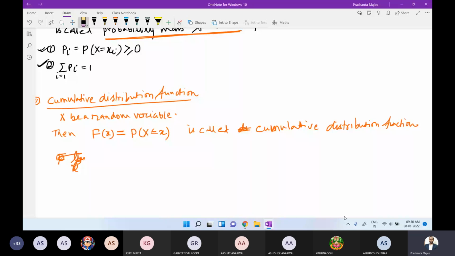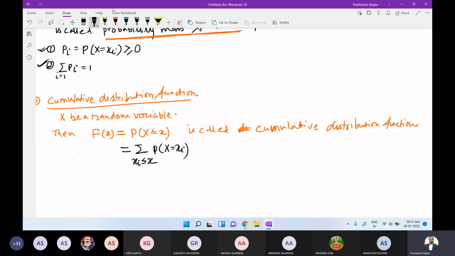So in case of discrete random variable, this will be summation over xi less than or equal to x, probability at x equals xi. So this is F of x in case of discrete random variable. आपको बहुत सारे possible output find करने होंगे जो x से छोटा हो, and all those xi you have to find out the probability and you have to add them.